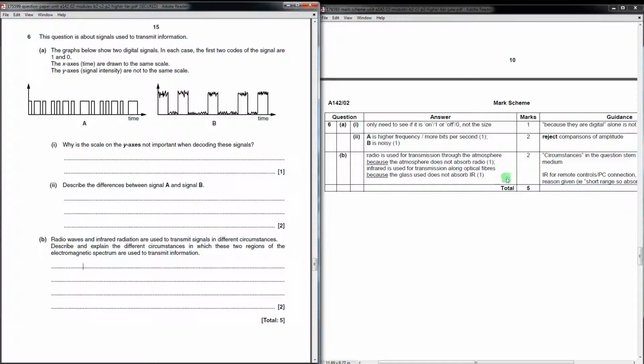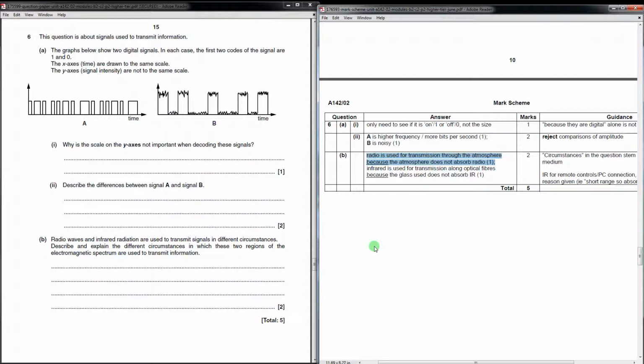Because if you look at the mark scheme, there is 1 mark for the radio part and its explanation. The word because is underlined to show that we have to have the explanation there for the mark. And 1 part for the use of infrared and its explanation.